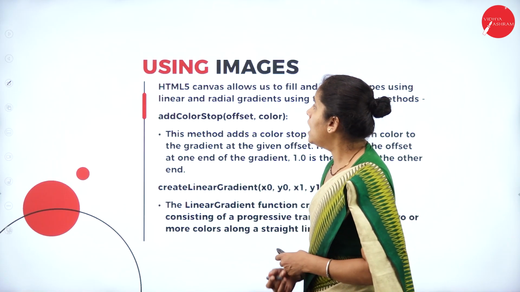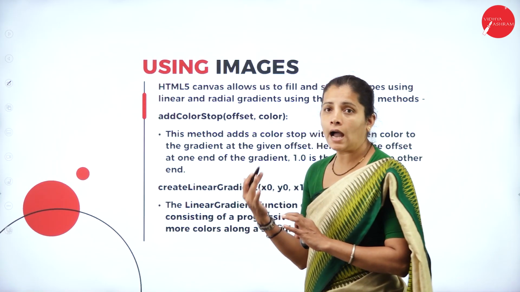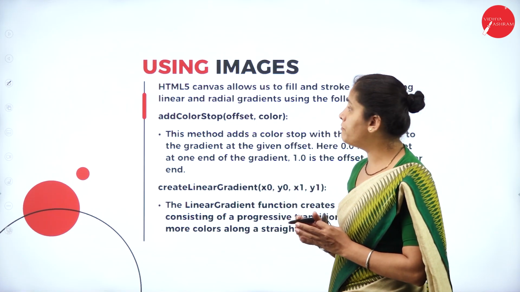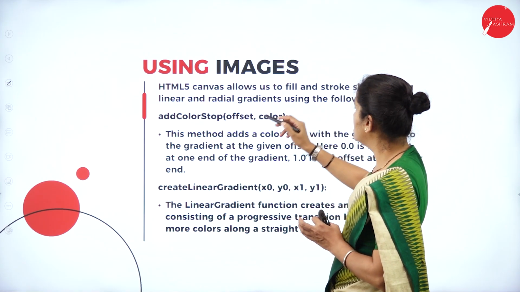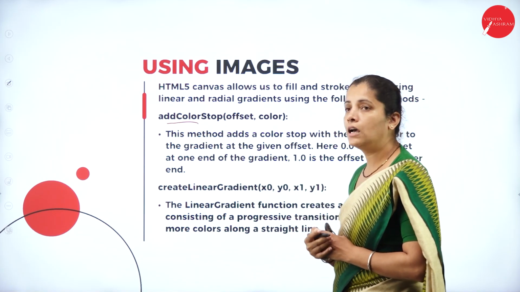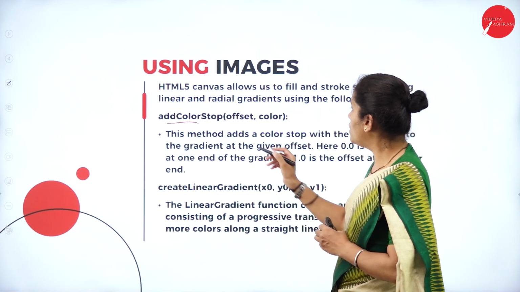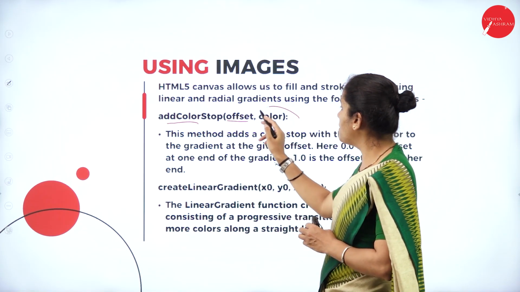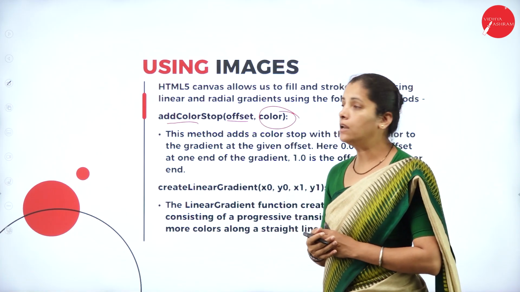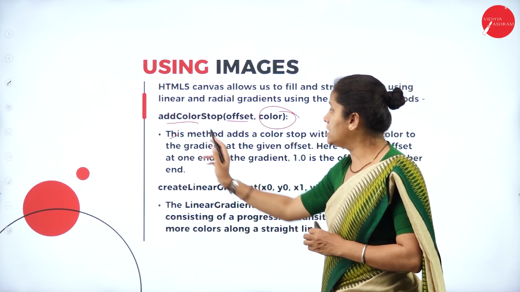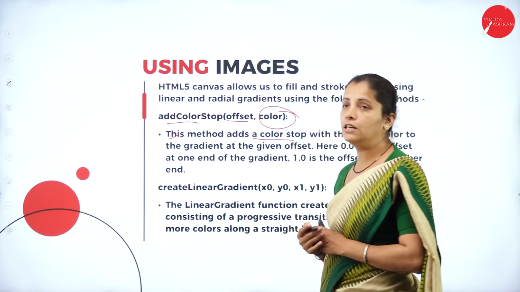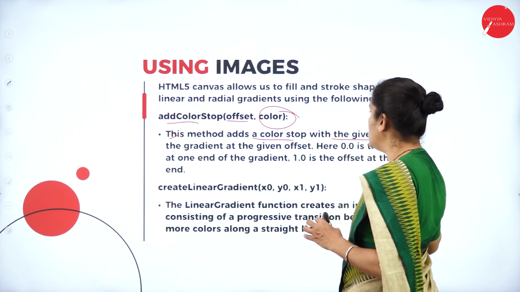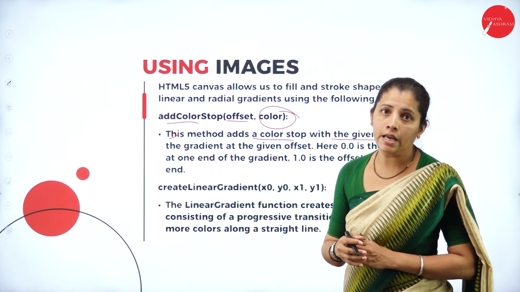Okay, fine. Now, some of the other methods supported by the HTML5 canvas: addColorStop. I'm going to specify the offset value, and at the same time I'm going to specify the color. So this method adds a color stop with the given color to the gradient.